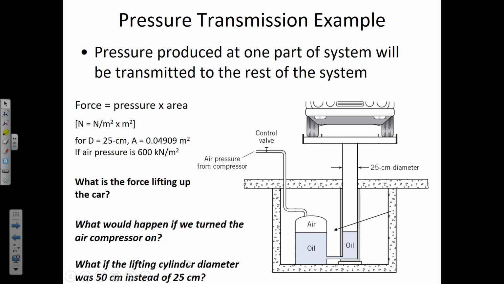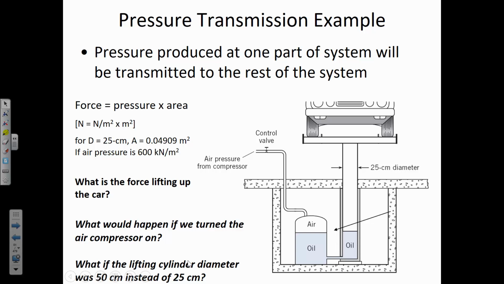What if, here's a fun what if, instead of 25 centimeters of diameter, what if the diameter was 50 centimeters? Anybody want to speculate on what that means if we had a bigger cylinder than what we've got now? More force? Yeah, if we look at this equation here, force is pressure times area, so it would have a greater lifting capacity. Let's say the compressor can still get up to the 600 kilonewtons per square meter. So we didn't change the compressor, but we doubled the diameter. So how much extra force could we lift if we doubled the diameter?